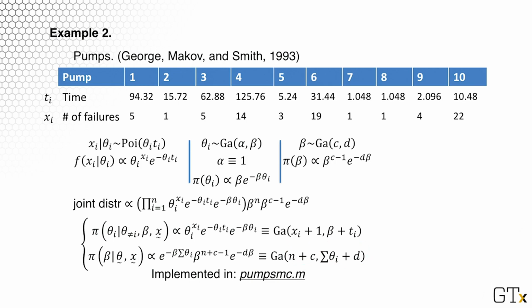So now we have the full conditionals, and then we have starting values for thetas and beta, and then we simulate from these gamma distributions to get ultimately a sample from the posterior. Again, beta is not of our interest. This is the hyperparameter of the prior, but thetas are of our interest. So let's take a look at pumps mc.m.